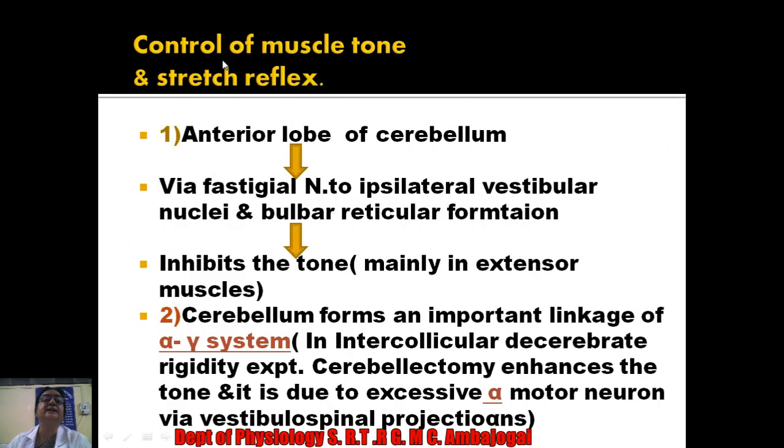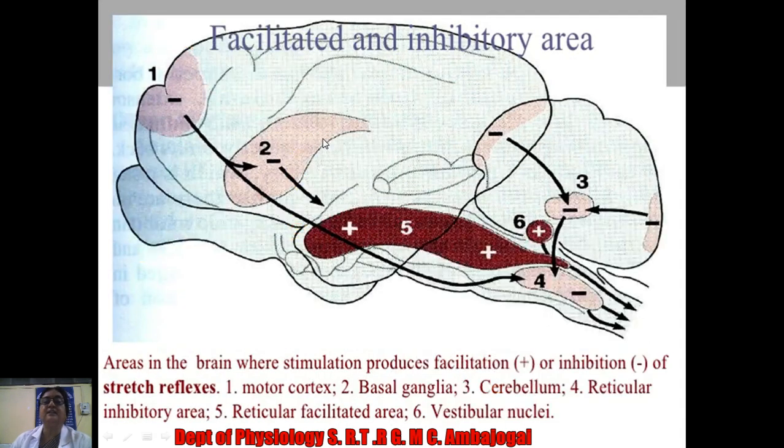Then the second function, that is control of muscle tone and stretch reflex. Already in the tone lecture we have seen that there are certain areas. This tone on the muscle is mainly regulated by the reticulospinal tract. These are of two types, number 5 and number 4. Number 4 is the reticular inhibitory area, and number 5 is the excitatory area. The excitation is an intrinsic property, but the inhibition is due to the signal from the higher center.